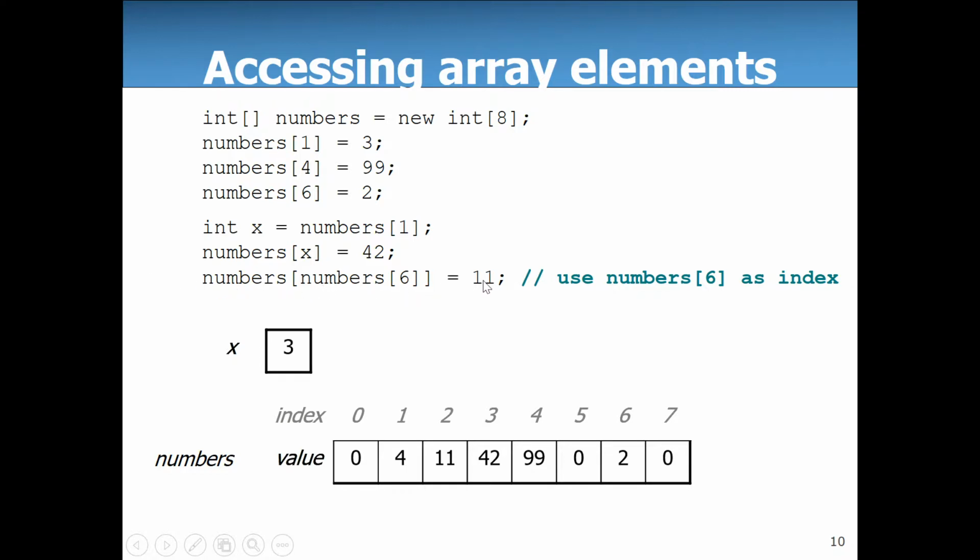numbers[numbers[6]] is 11. So I want to store 11 in numbers[numbers[6]]. Well, numbers[6] resolves to a number. What is numbers[6]? Let's cross it out and write that in. It's 2. So this means I just want to store 11 in index 2. We typically don't do that, but we love asking that kind of question on an exam because it really does test whether you know how arrays work.